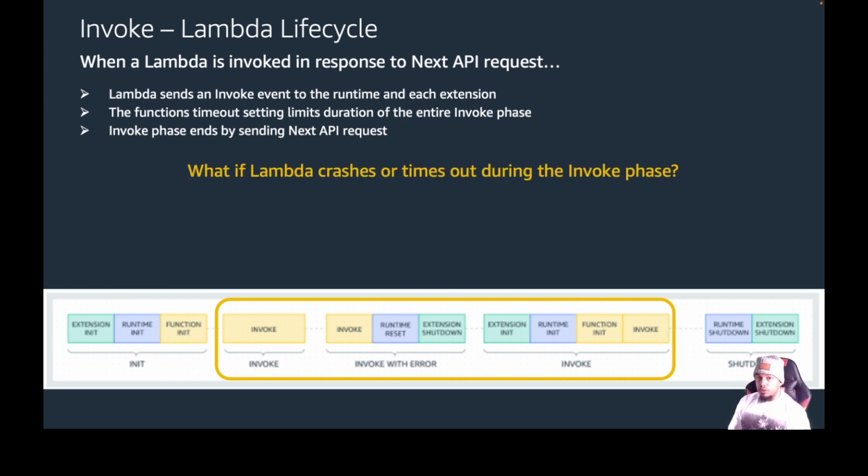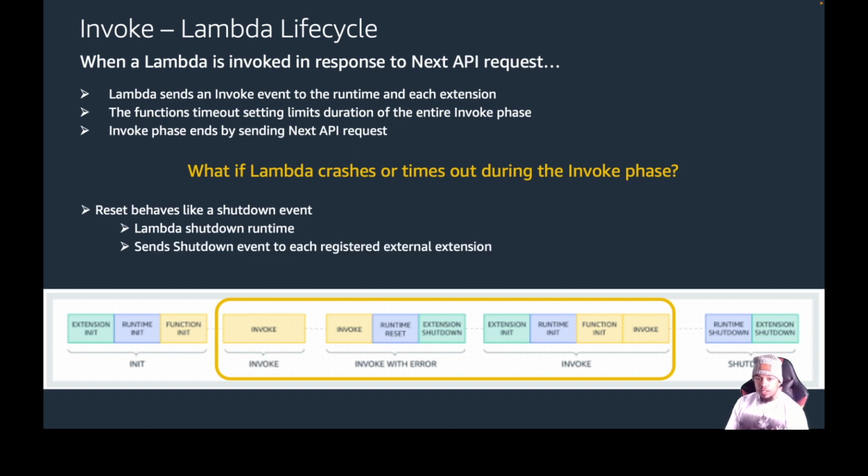So what happens if Lambda crashes? What if the function has an error or it times out? What happens to the execution environment in that case? So when that happens, the Lambda service will behave like a shutdown event, and the Lambda service will shut down the runtime. It will send a shutdown event signal to each registered external extension.